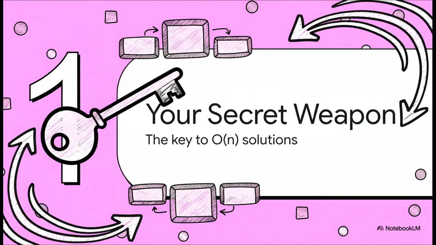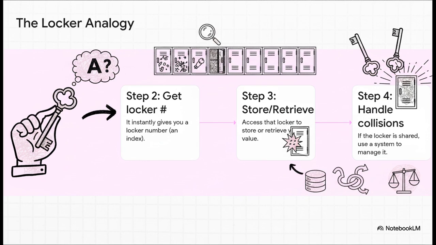So let's talk about this secret weapon of yours, the hash table. Honestly, this data structure is the absolute key to unlocking those lightning-fast O of n solutions for a massive category of interview questions. You know, the idea behind it is actually super simple. Just picture a huge wall of lockers. You've got a key, let's say it's someone's name. A hash function is like a magic rule that instantly tells you which locker number to go to. From there, you can either put something in it or see what's already inside. And hey, if two keys happen to point to the same locker, that's called a collision, and we just have a simple system for them to share the space.